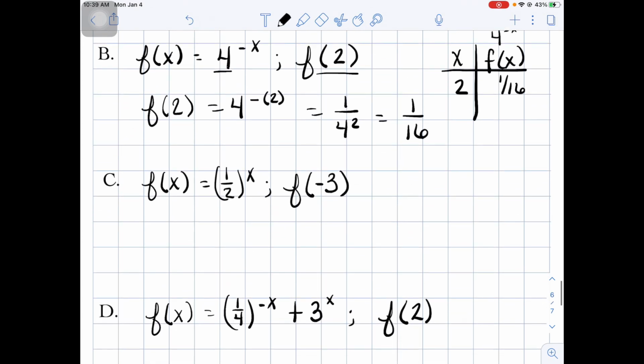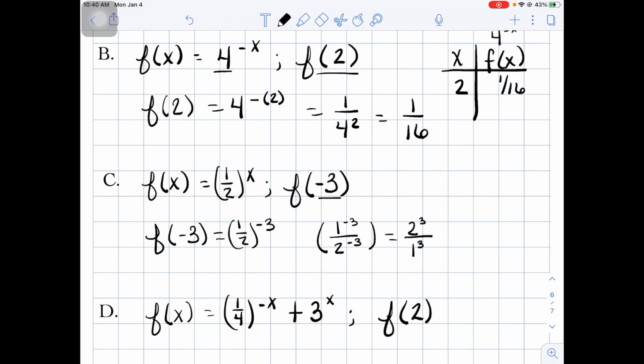All right, let's look at this C. So f of negative 3, negative 3 is our x. So we're going to plug that into where we see our x, so we get (1/2) to the negative 3. So this is the same thing as saying, think about what's happening. We can apply our exponent rules to each one. So 1 to the negative 3 over 2 to the negative 3. And then we want to make them happy. So this would be the same thing as turning them upside down. So we can think about it as 2 to the third and 1 to the third.